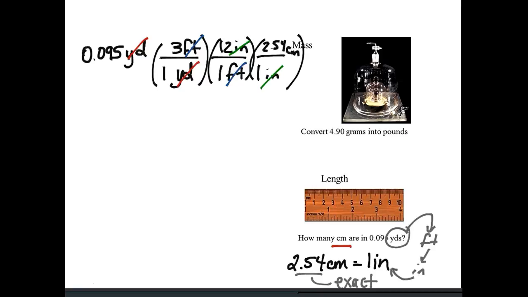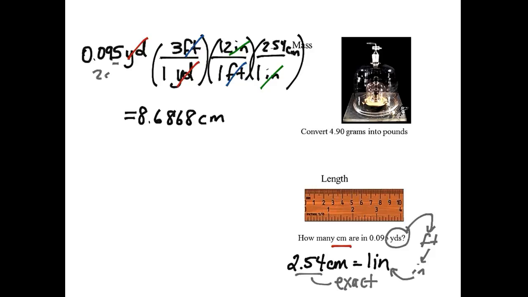And so you can see here that I have 1, 2, 3 different steps in my conversion. I'm doing them all in one line. You're welcome to do them in 3 separate steps. That would take a little bit longer, but if it makes more sense to you, it might be worth it. And you end up getting 8.6868 centimeters. Now, if we think about significant digits, the number that we're given, 0.095, has just 2.